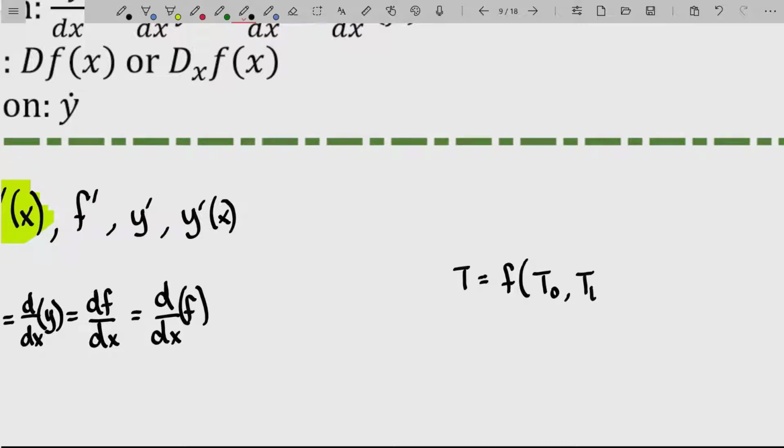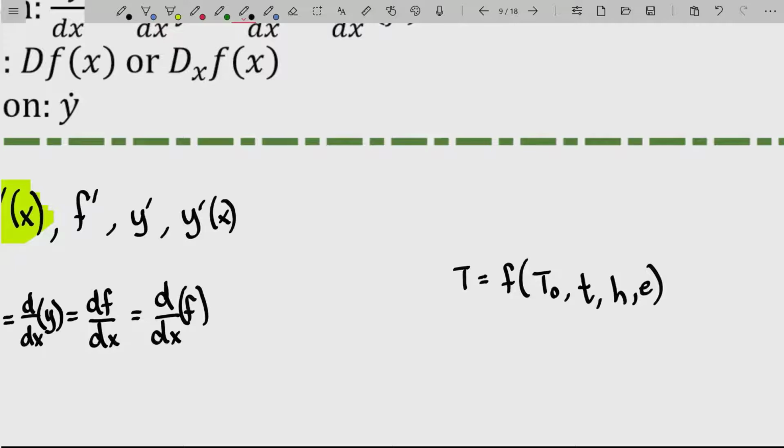T sub I for the indoor temperature, little t for the time of day, H for humidity. We'll just keep E for elevation. All right, so at least those 4 variables play into the role of the temperature in your house. Okay, so the temperature in your house is a function of at least those 4 variables.